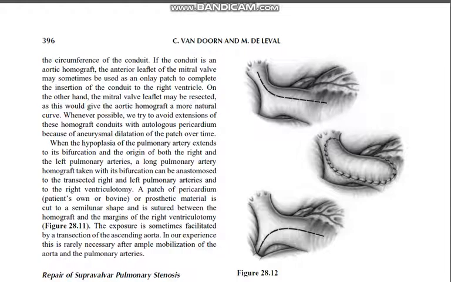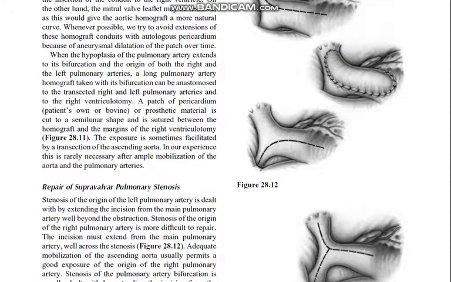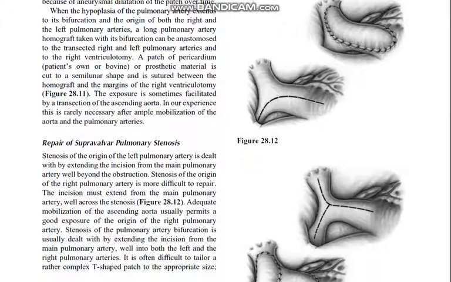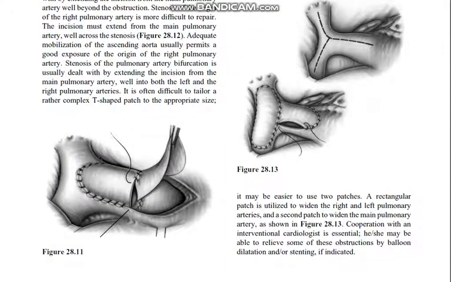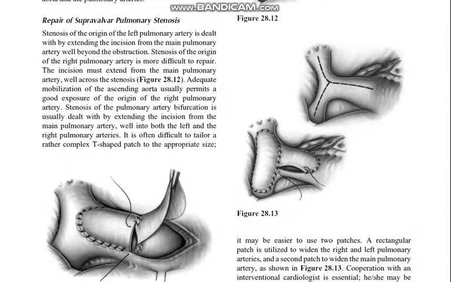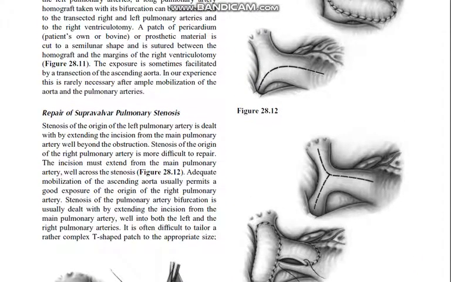Figure 28.11. The exposure is sometimes facilitated by a transection of the ascending aorta. In our experience, this is rarely necessary after ample mobilization of the aorta and the pulmonary arteries.